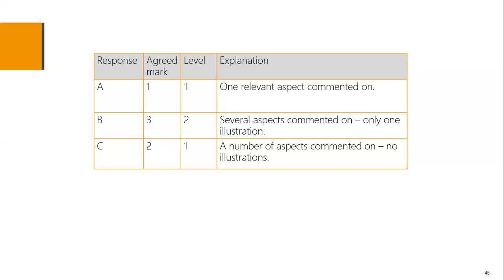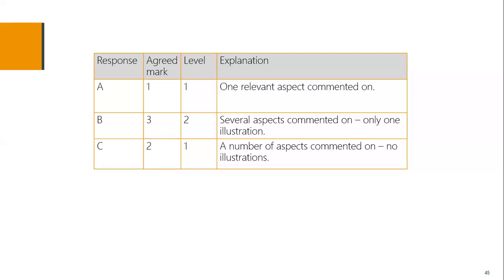Response B is a much better attempt at answering the question. They've addressed several aspects, including substitution changing an amino acid and insertions and deletions changing sequences, as well as the idea of creating a new stop codon. So they've got several generic things about mutations in there. Unfortunately, only one of the aspects was illustrated, substitution resulting in aspartic acid instead of glutamic acid. That meant the response was limited to a level 2 response. 3 or more aspects commented on. So you've got the 3 aspects, but only 1 illustration. So the response was given 3 marks.